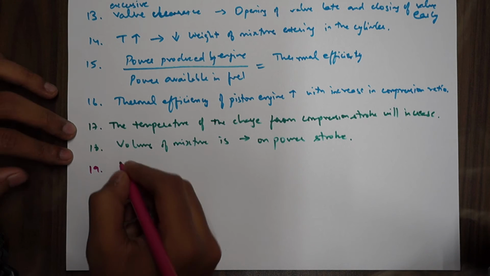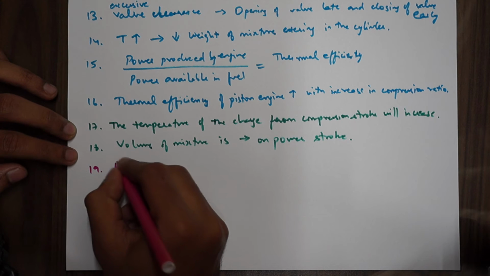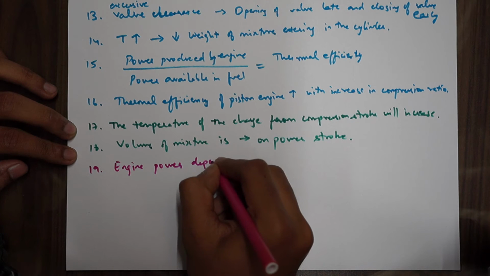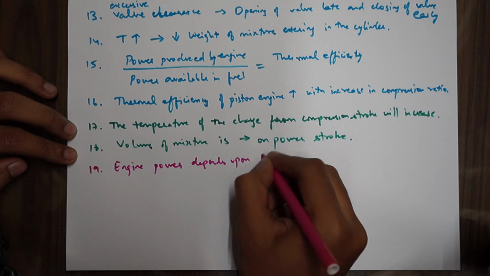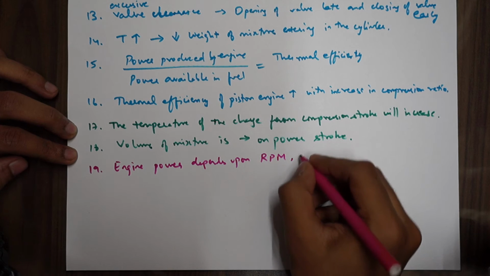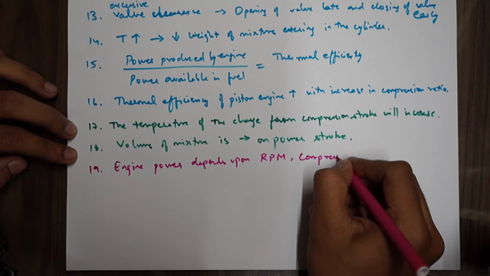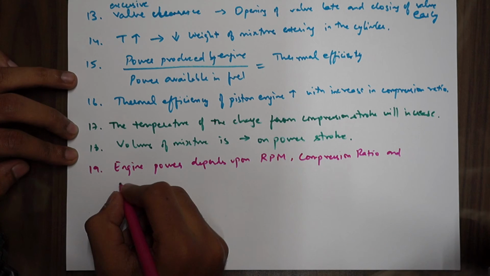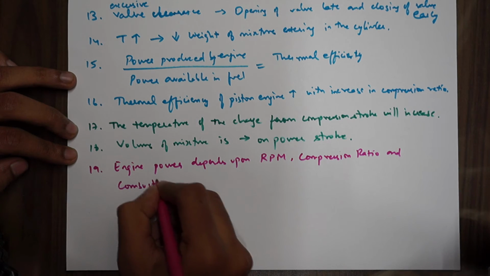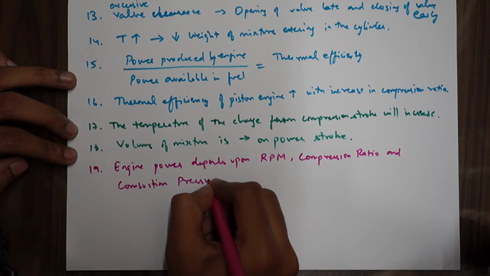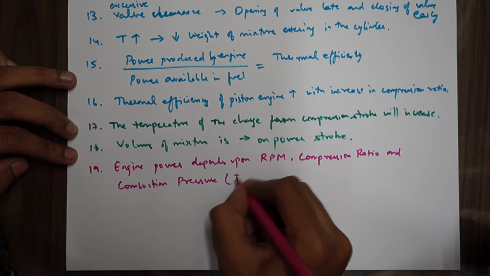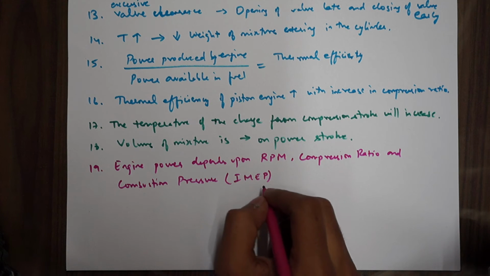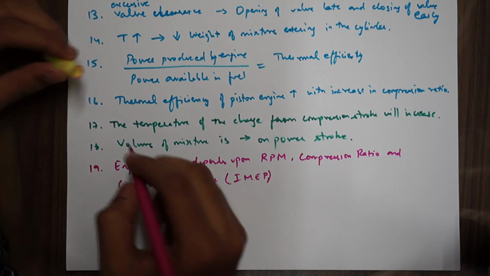Okay, next, engine power depends on RPM, compression ratio and combustion pressure. This combustion pressure I'm talking about is IMEP. If you remember, it is indicated mean effective pressure. In the previous video I've explained what IMEP is as well.